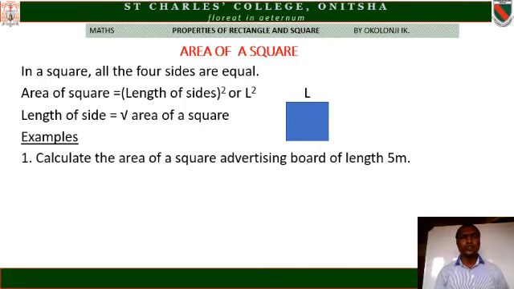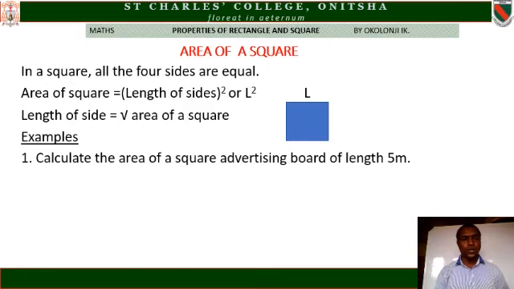Also, you might be asked to find the length of sides of a square. The formula for finding the length of sides of a square is equal to the square root of the area of the square. These are the formulas for finding the area of a square and the length of a side of a square. We'll now go into the calculations.